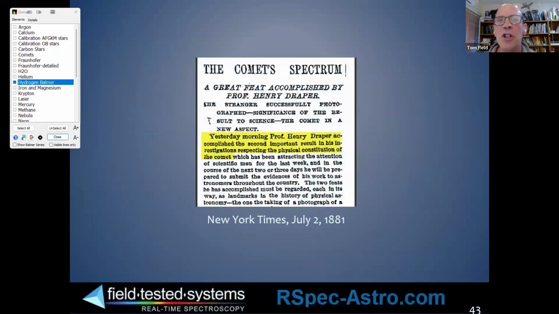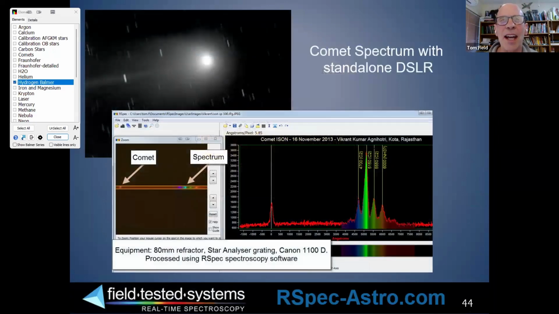Okay, so you can see here very briefly, in 1881, Henry Draper observed a comet, and the New York Times thought it was important enough to report. And here it is. If Hank can do it, so can we. So this was captured. You can see here in the original image over there is a string of gems. Look at the equipment that he used. Nothing, something tiny.